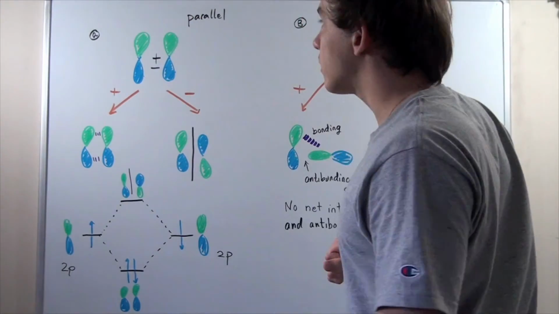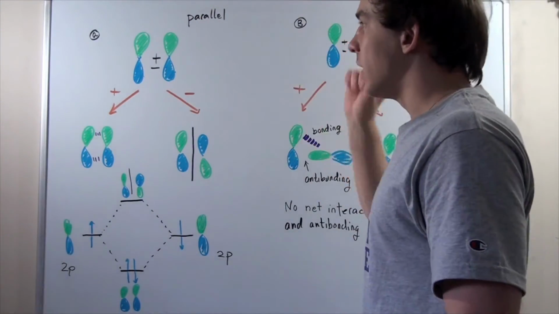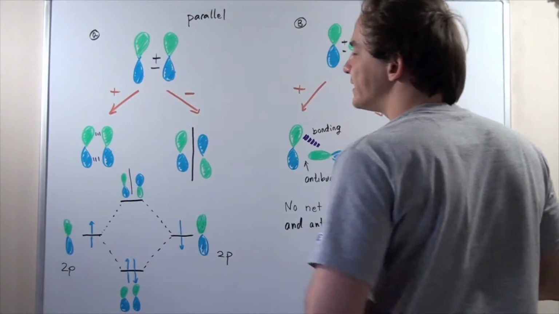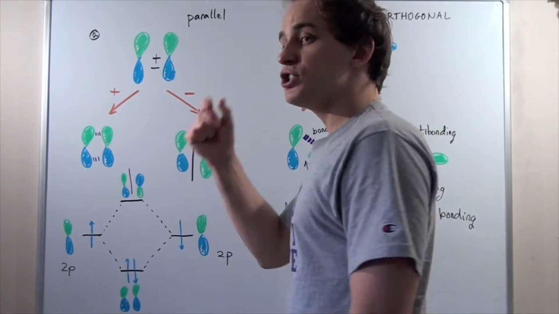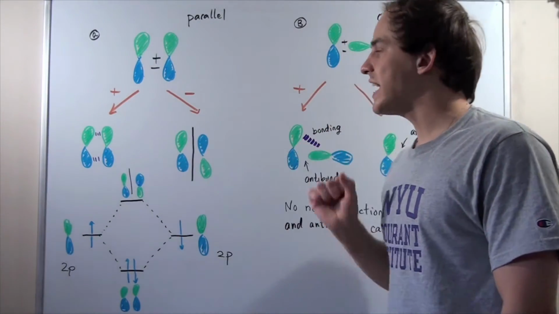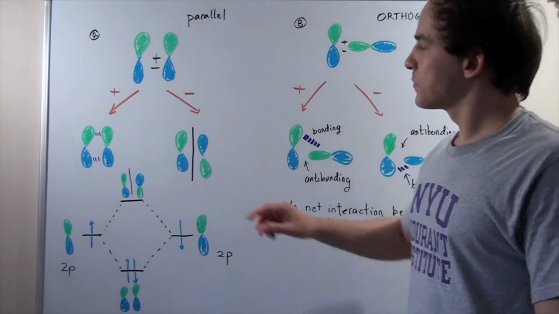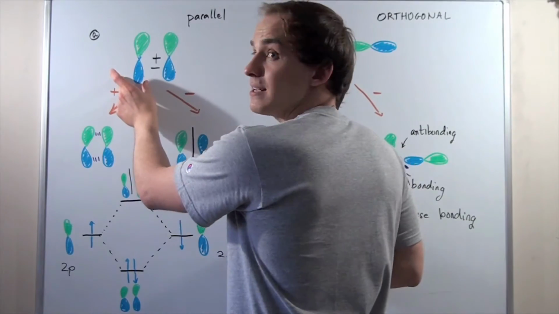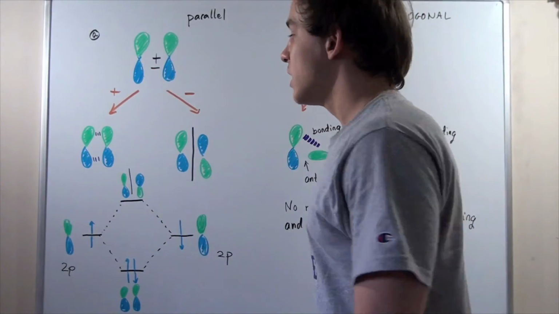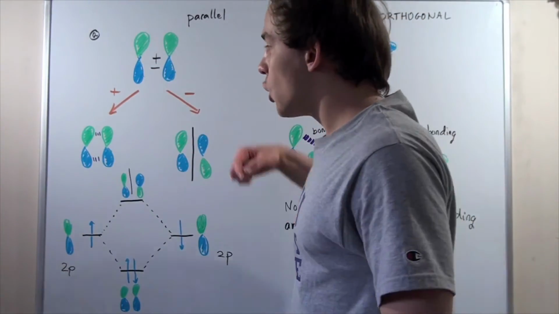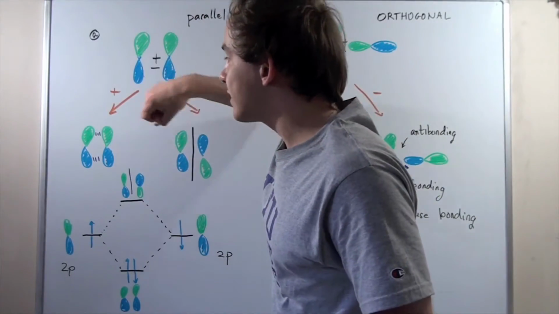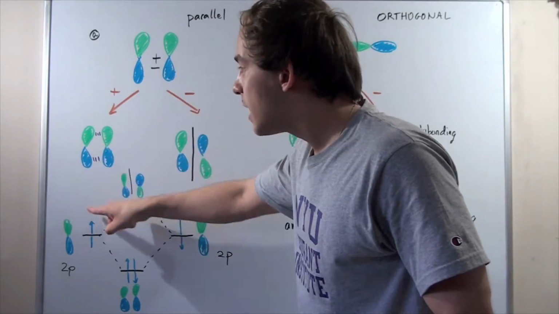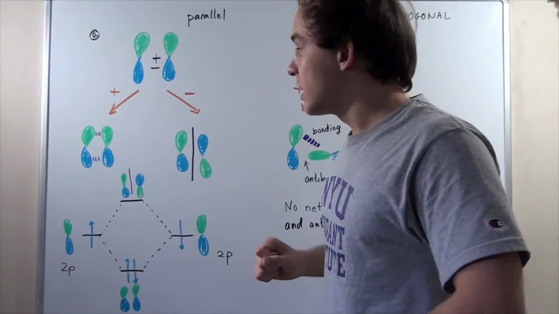So let's go to the parallel. Once again, in the parallel combination, we have two different ways that we can combine. Remember, we're inputting two atomic orbitals, so we should get back two molecular orbitals. So let's go this way first. In other words, we're combining a 2p positive and a 2p positive. So we get this orientation. Notice we have positive interacting with a positive and a negative interacting with a negative. So we have bonding interactions.